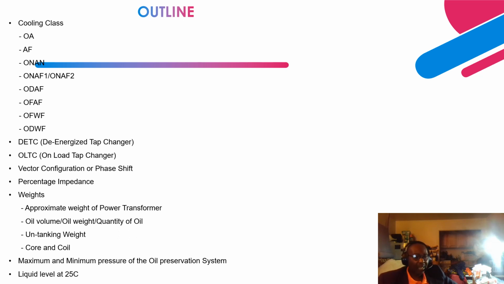You also see the liquid level at 25 degrees, and this is a standard utilized worldwide. The transformer is filled under vacuum at a temperature of 25 degrees Celsius. That corresponds to a level of oil in inches. So a 25 degrees C filling corresponds to, let's say, 12 inches of oil inside the transformer.